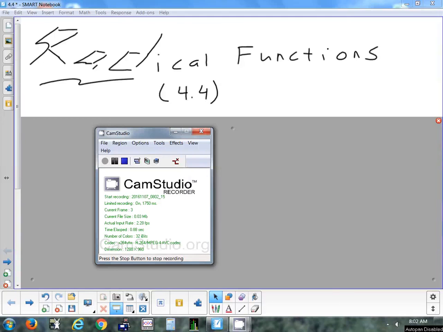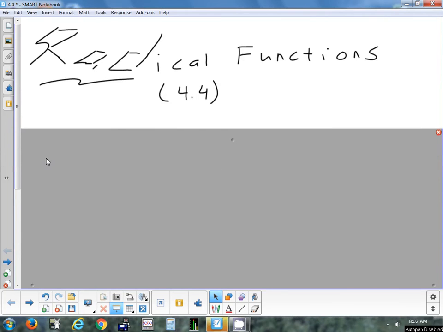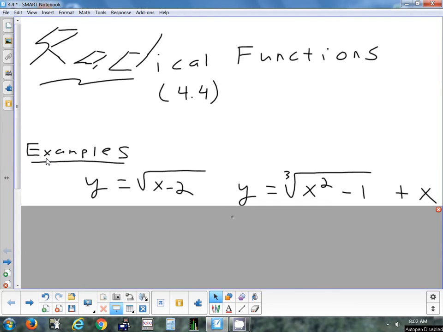Right, so today we're going to start looking at what's called radical functions. Anybody know what I mean when I say radical? Another word that sometimes we use for radicals. Not groups of people, but yeah, roots. So we're going to talk about different kinds of roots, whether it's square roots or cube roots.